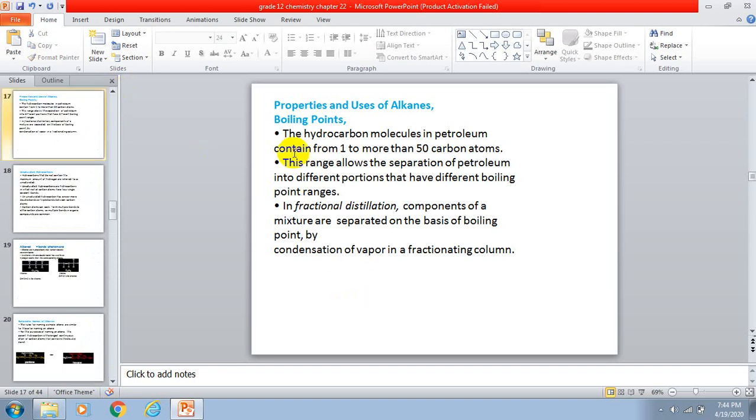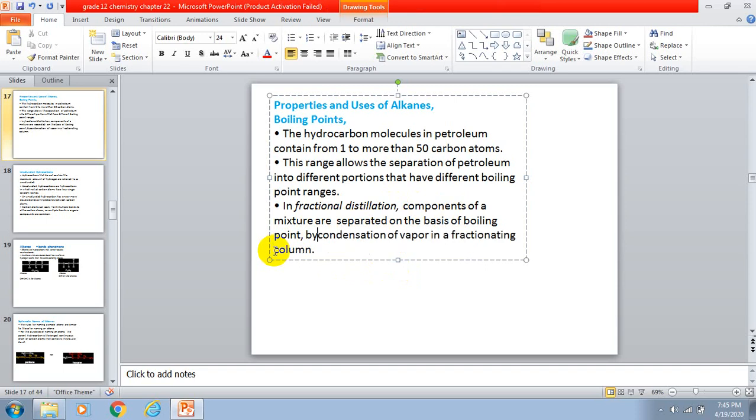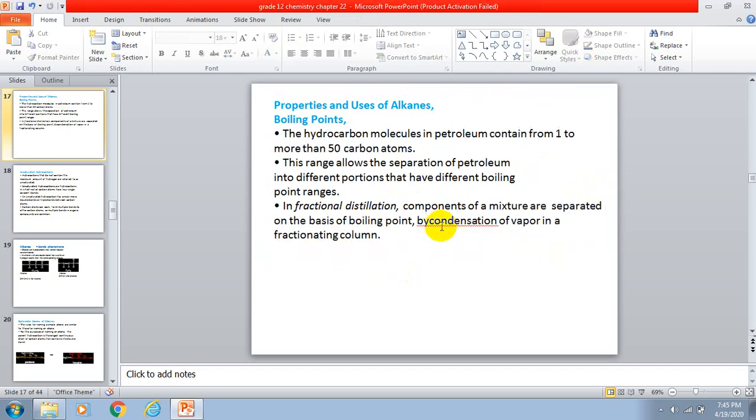Now the properties of alkanes as well. The hydrocarbon molecules in petroleum contain carbon atoms. Boiling points: look at the fractional distillation process for crude oil. The components are separated. It is a process in which components of a mixture are separated on the basis of boiling point by condensation of vapor in a fractionating column. Got the idea?